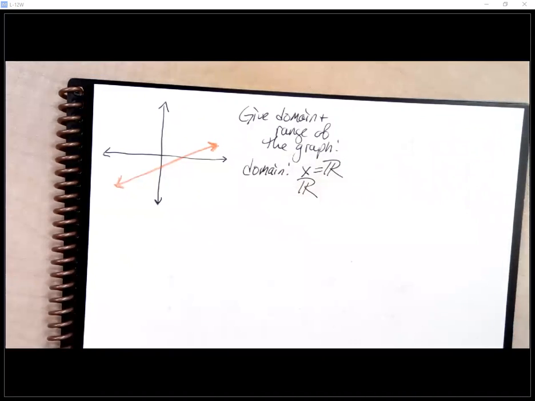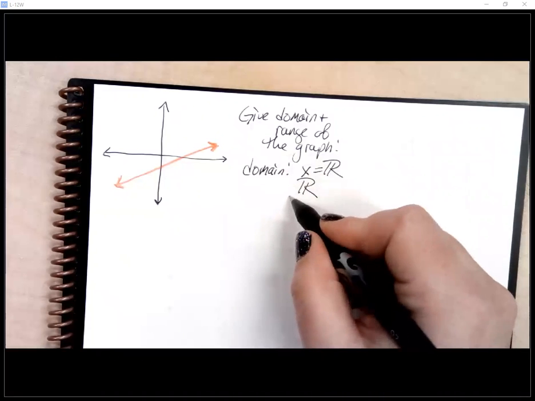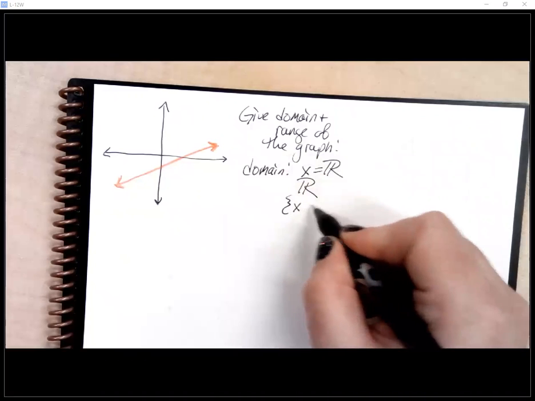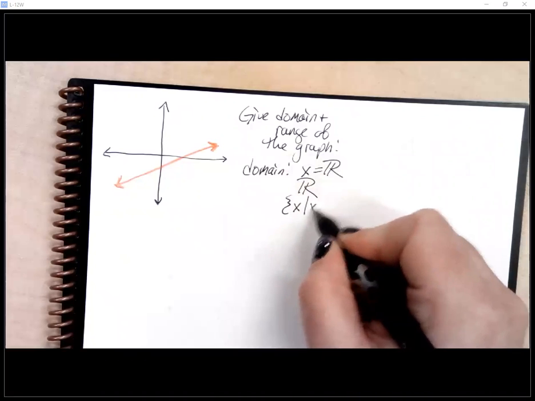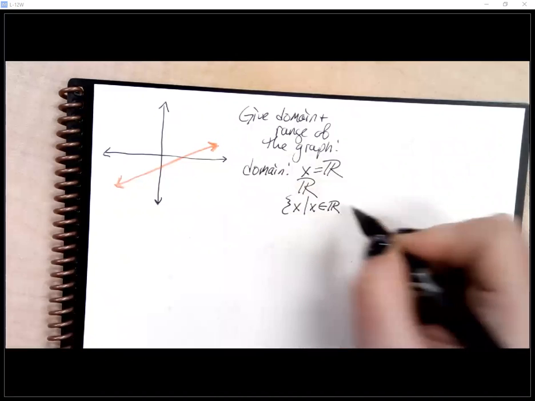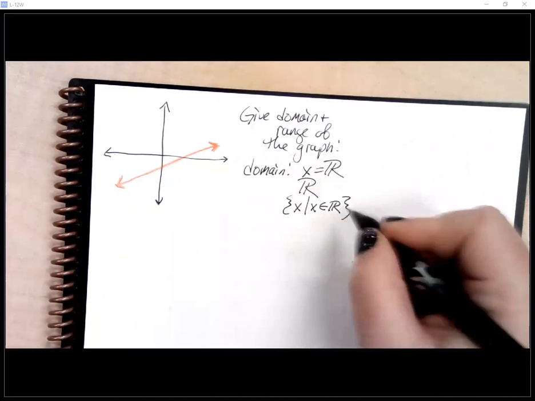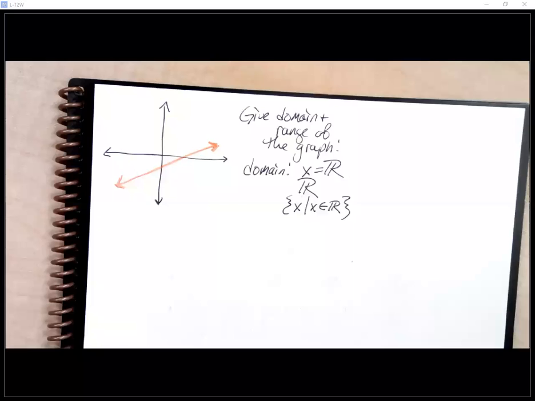You could do fancy set builder notation. Oh, let's see if I even remember. You would do x such that x is an element of all reals. Is that right? Yeah. So I don't care, as long as you indicate to me that it's all reals, it's going on forever.